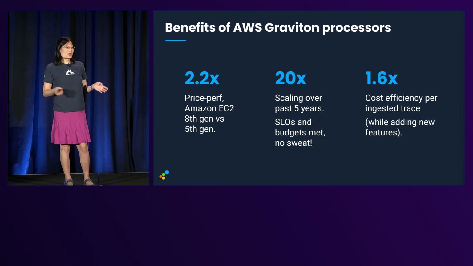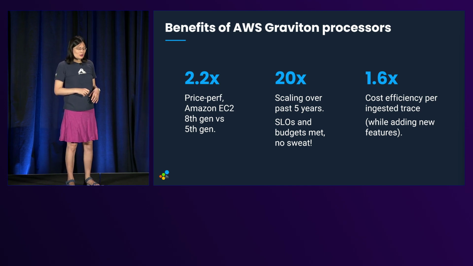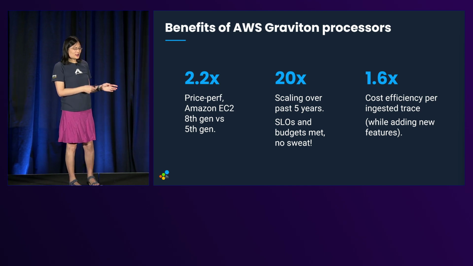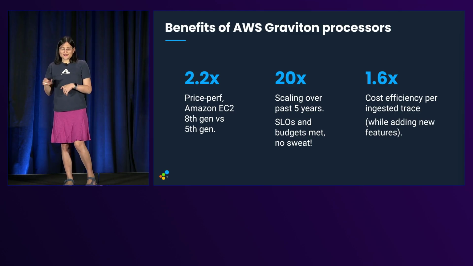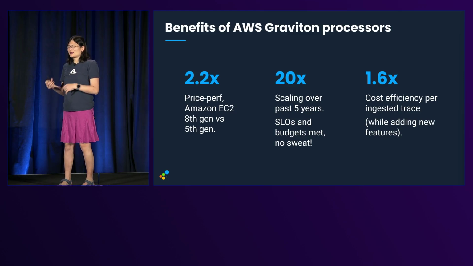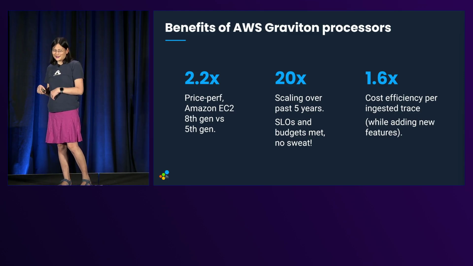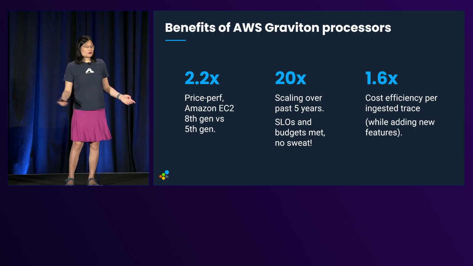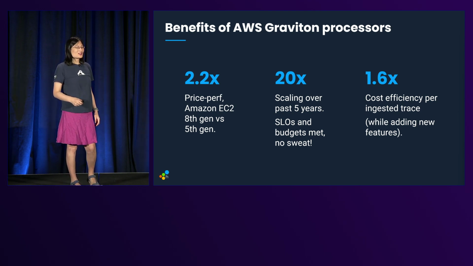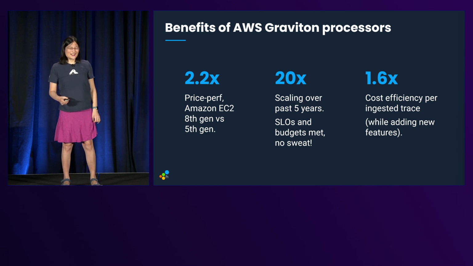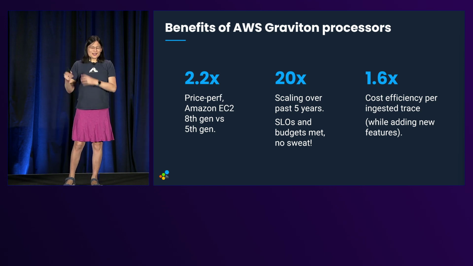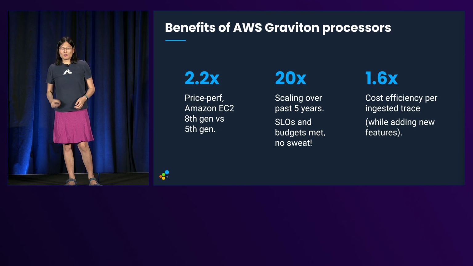So if we compare where we are today to 5 years ago, we're seeing about 2.2 times the price performance comparing the 8th gen M8G instances to the M5 instances that we were using before in 2019. We've scaled by a factor of 20 times over the past 5 years, but our AWS bill has only gone up by a factor of about 13x. And if you do the maths, that basically equates to about 1.6 times the cost efficiency per ingested trace.